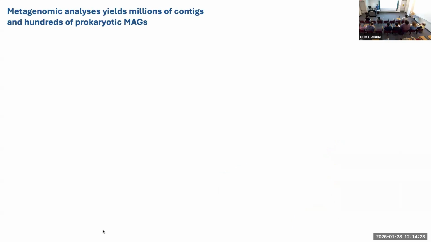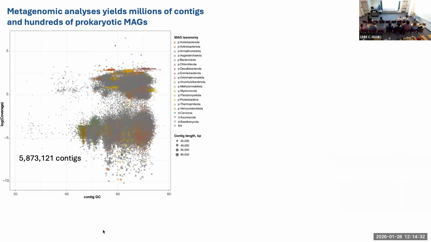So our metagenomic analysis yielded millions of contigs, and we were able to assemble hundreds of prokaryotic MAGs. What you see here is the distribution of the different contigs. Each little dot represents a contig based on GC distribution and size. Sorry, you cannot see it at that size.